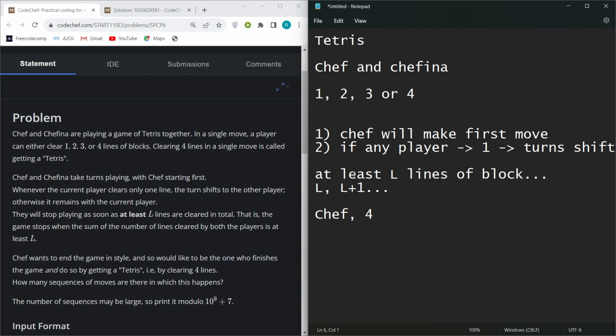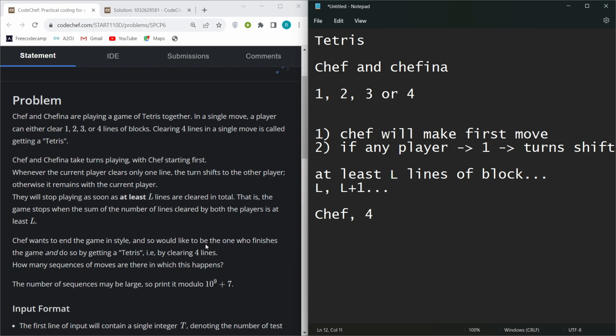And when will this game stop? When at least L lines of blocks are cleared. So clearing L is valid, clearing L plus 1 is also valid, clearing L plus 2 is also valid. The thing is, at least L lines of blocks should be cleared. And at the end, the last move should be of Chef. Chef should be ending this game, and he should be choosing 4. So the last move should be Chef choosing 4 lines to clear.